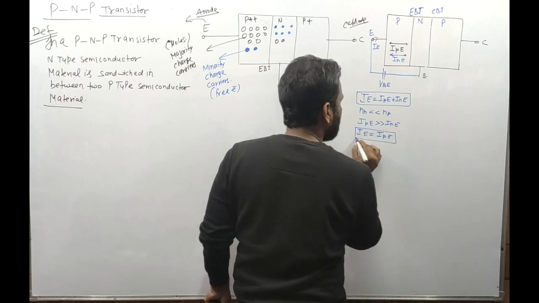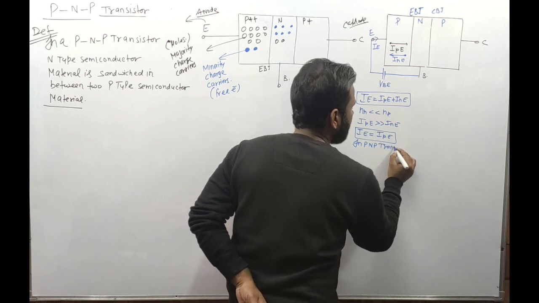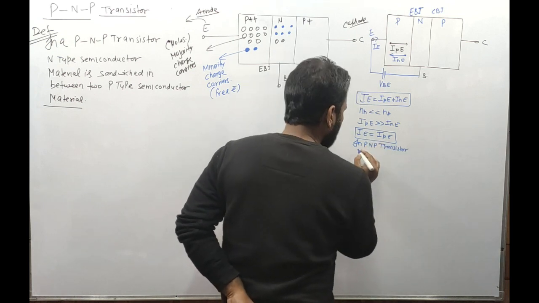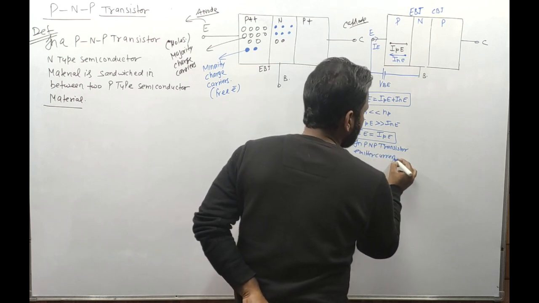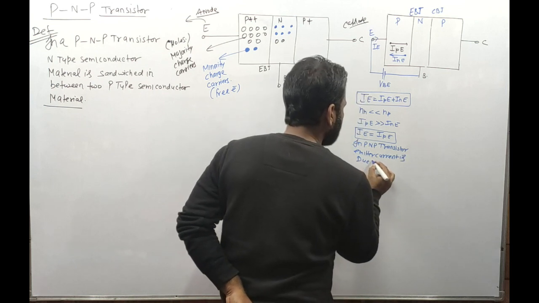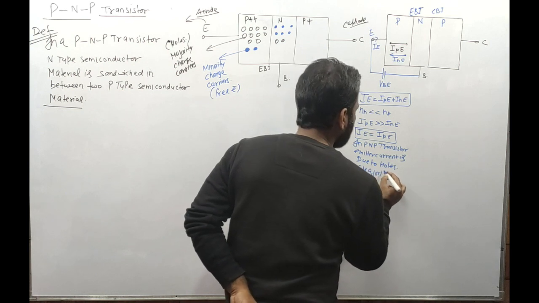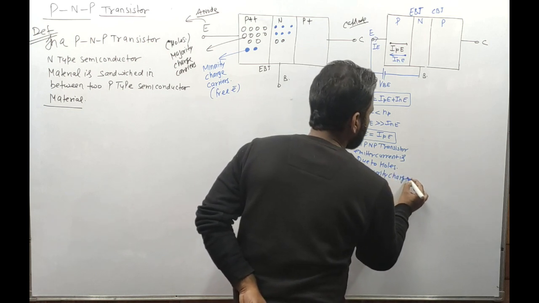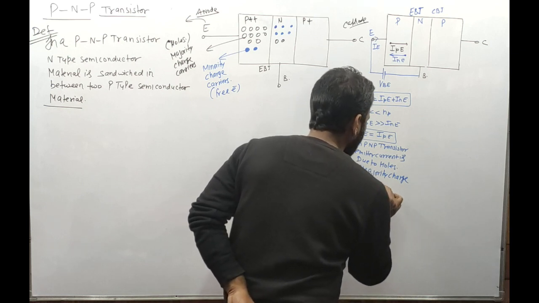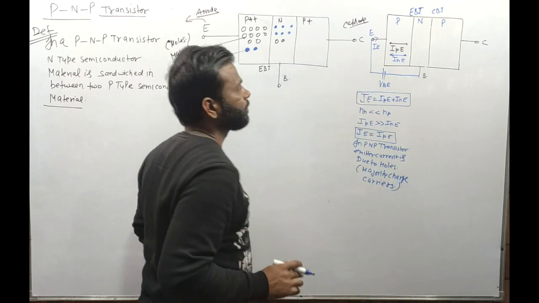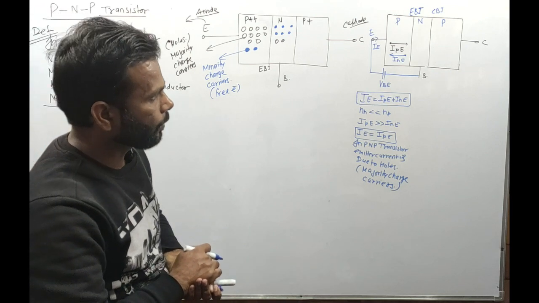So emitter current in a PNP transistor is due to holes. That is called majority charge carriers. Hopefully this is clear to you. Majority charge carriers. Okay till here. So I hope now the direction of the emitter current is absolutely clear to you.